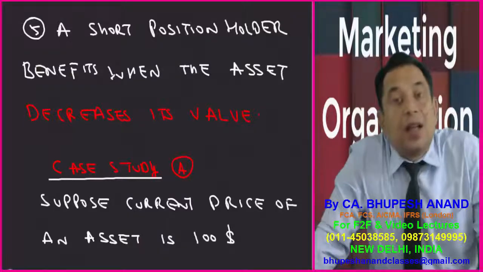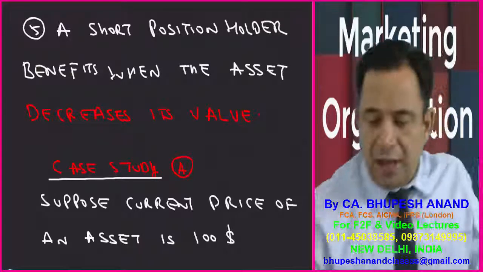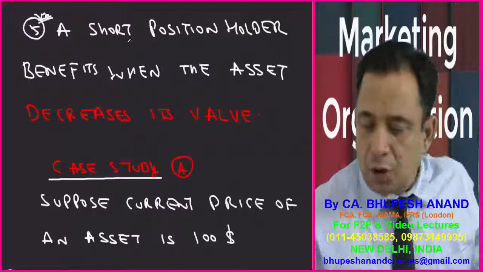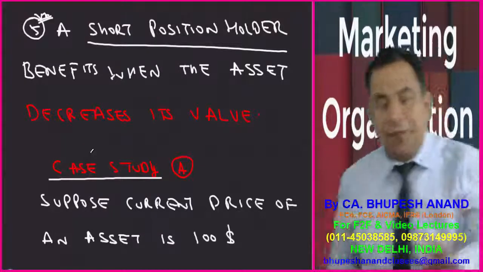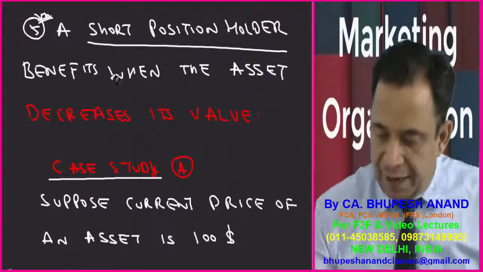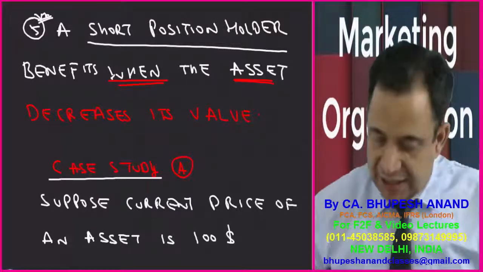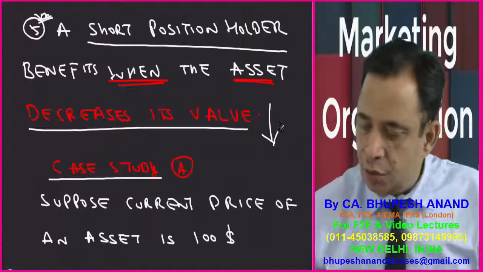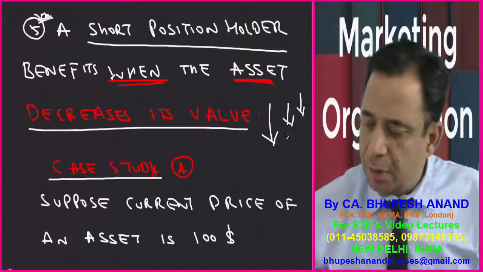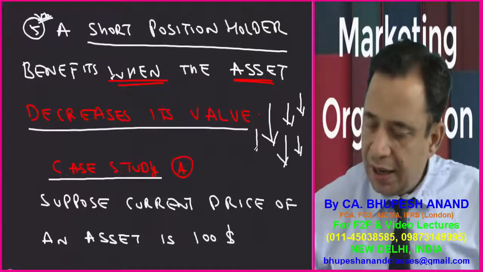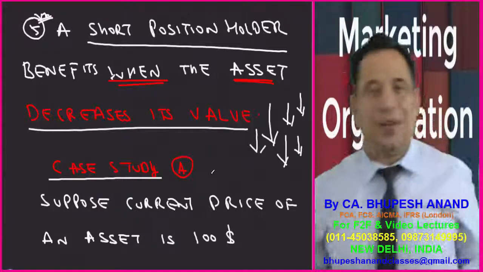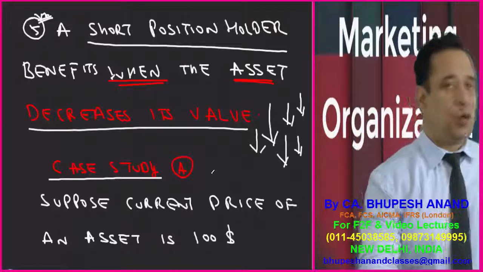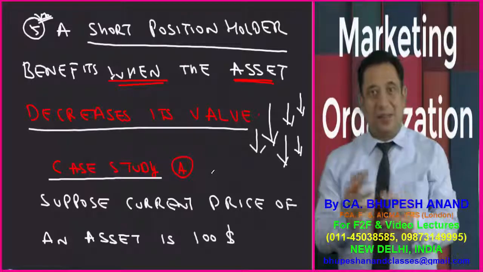Now, the fifth point is very, very important: what is the meaning of short position holder? A short position holder will benefit when the asset decreases its value. The short position will be benefited if the asset decreases in value. So we are doing two case studies. I want to tell you with the help of these two case studies the meaning of long position and short position.